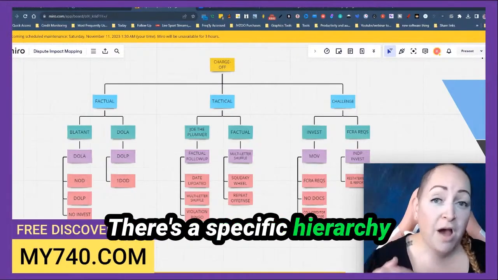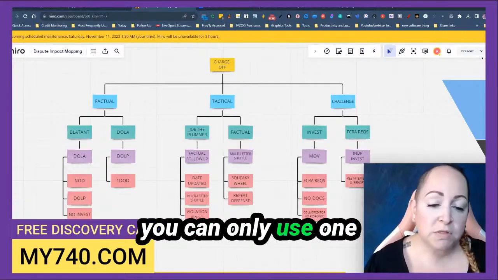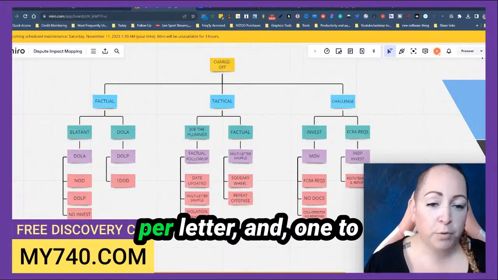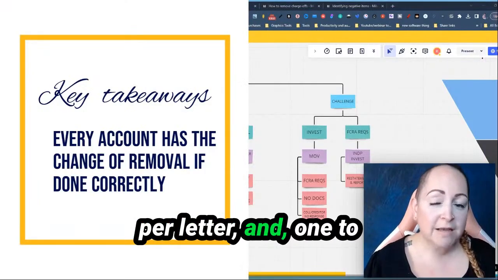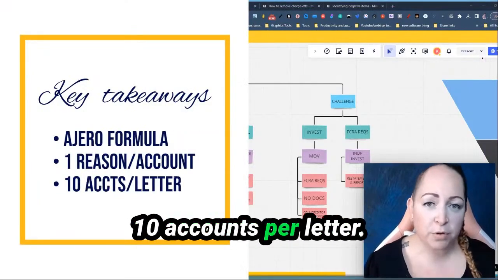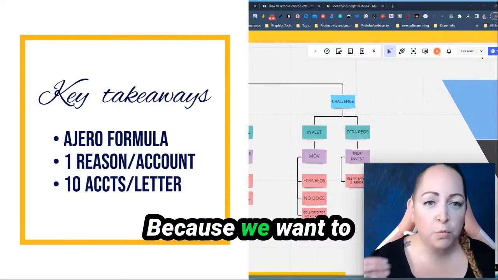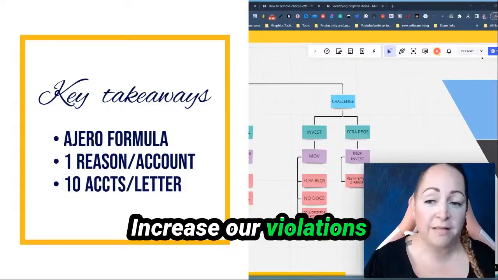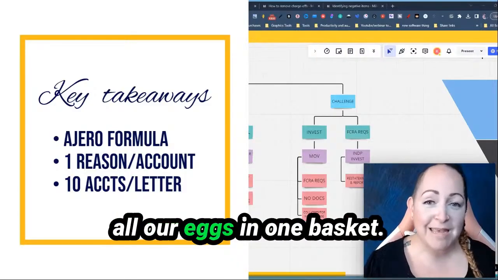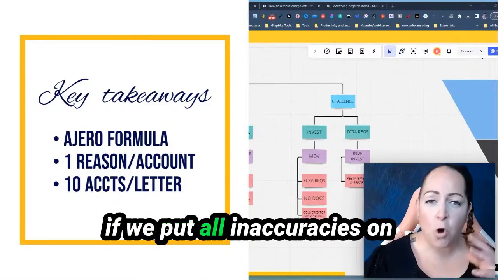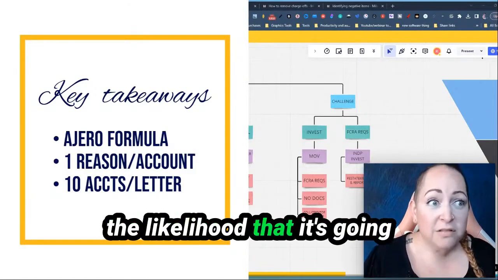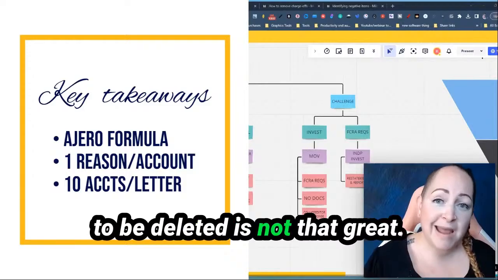There's a specific hierarchy. You can only use 1 dispute reason per account per letter and 1 to 10 accounts per letter. Why am I saying that? Because we want to flood the system to increase our violations, and we don't want to put all our eggs in one basket. If we put all inaccuracies on 1 letter for 1 account, the likelihood that it's going to be deleted is not that great.